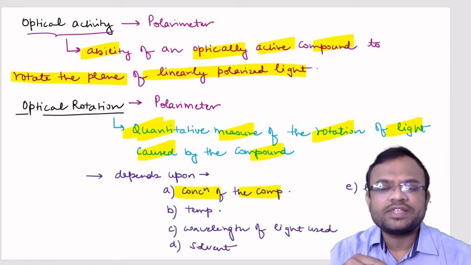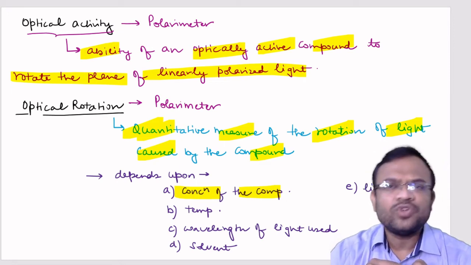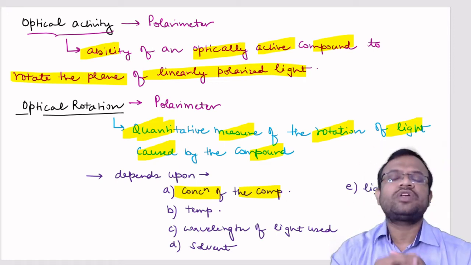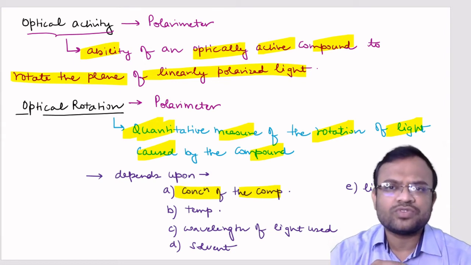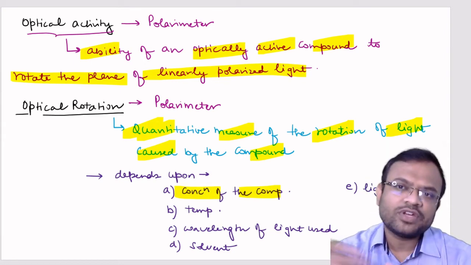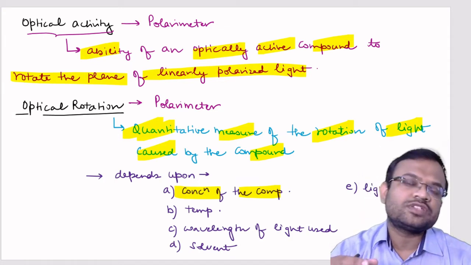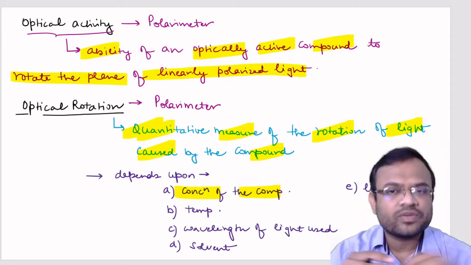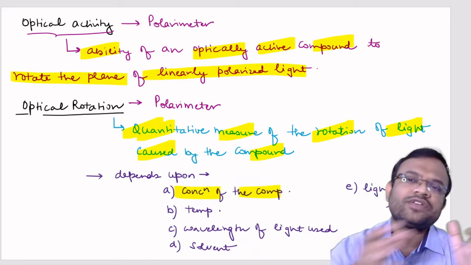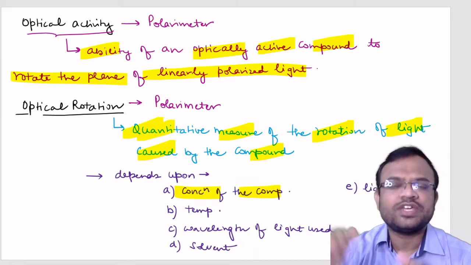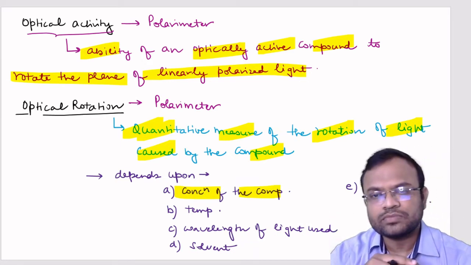The fourth point is the solvent that you are using. Now you would definitely be dissolving your amino acid in one particular solvent. For example, if you are using the universal solvent, that is water, or let us say you are using some other kind of solvent, some organic solvent, then using different kinds of solvent may change the optical rotation.